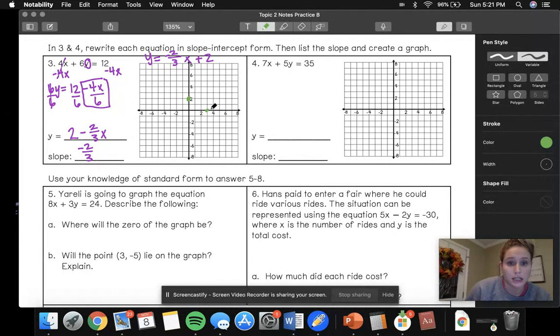So I can actually see that the x-intercept is 3, which is cool. Okay, down 2, right 3, down 2, right 3. Okay, then I'm going to go backwards and go up, left, up, left.